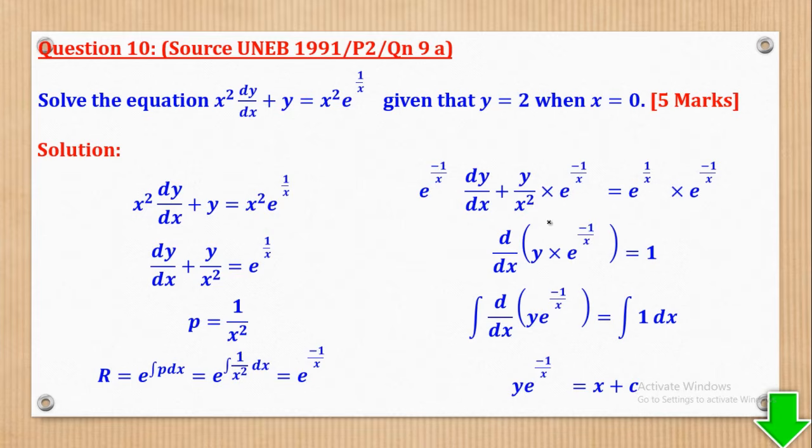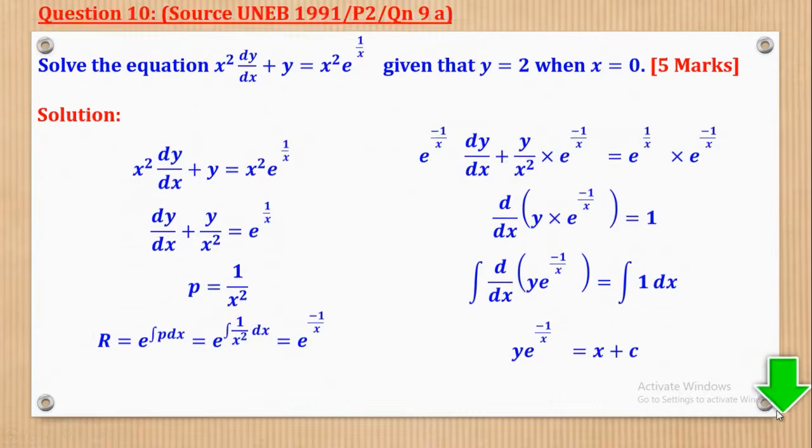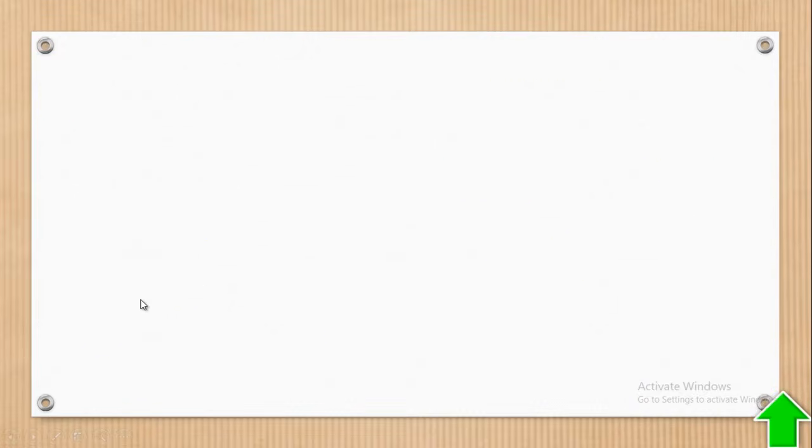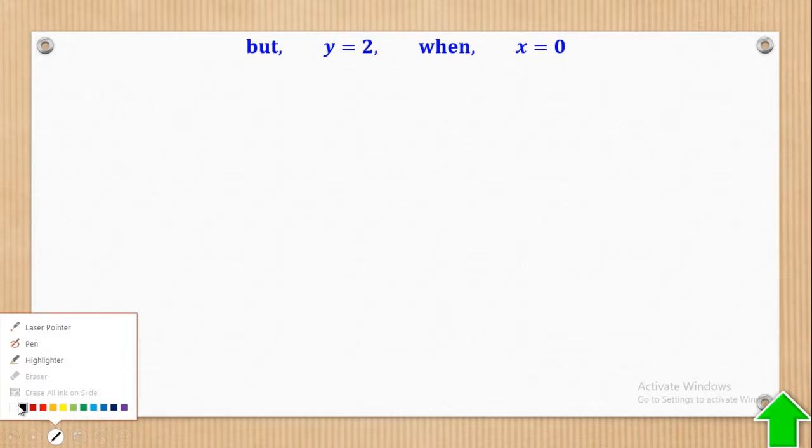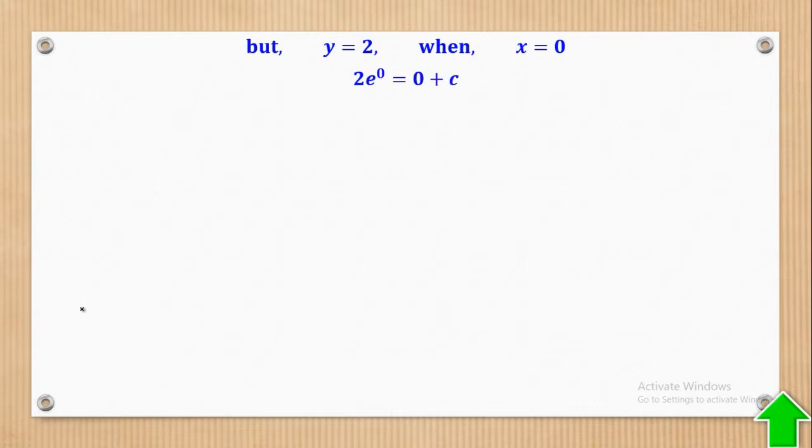Now the good thing, we are given the initial conditions, meaning they want a particular solution. So this is called the general solution, but when you are given initial conditions, you have to get the particular solution. So we shall first substitute for the value of x and y. So when I substitute, I'll come here and say that y is equal to 2 when x is equal to 0. Therefore, substituting gives you that. And in the end, the value of c will be equal to 2, and substituting that 2 in the general solution gives you the particular solution.